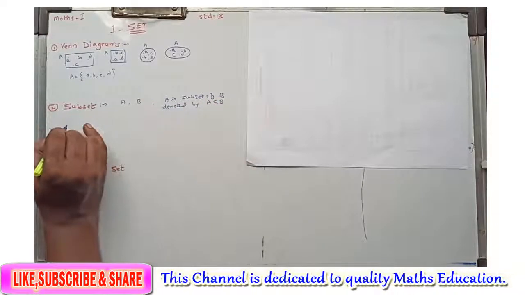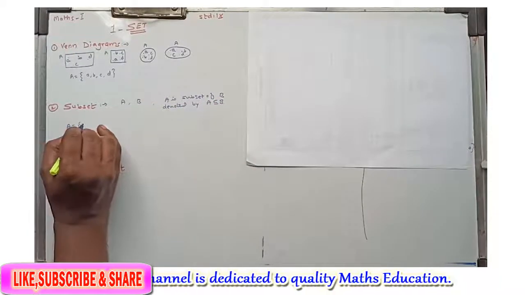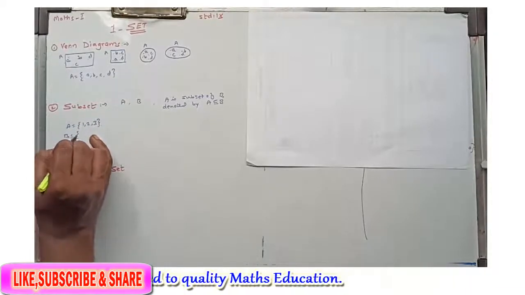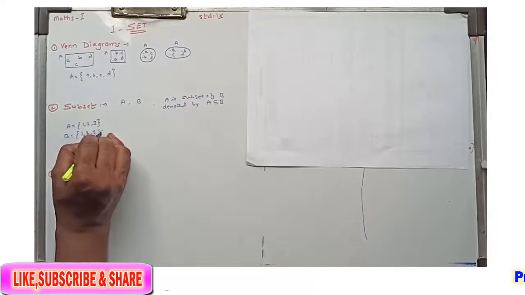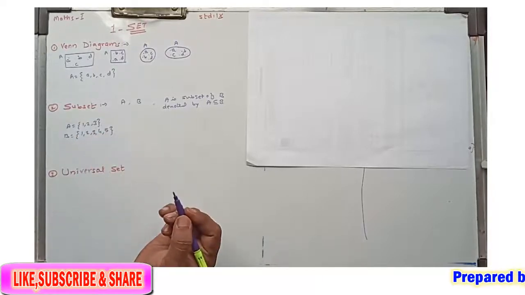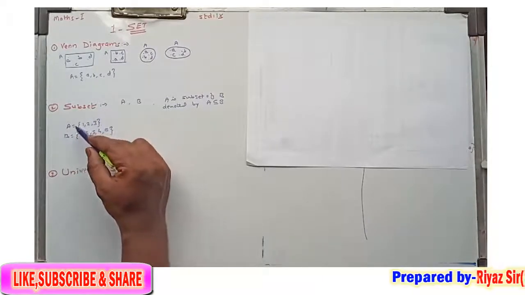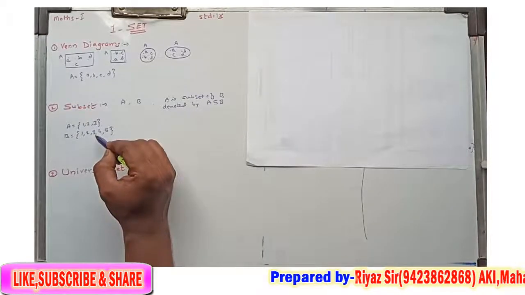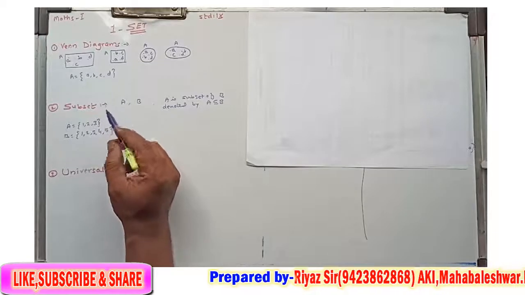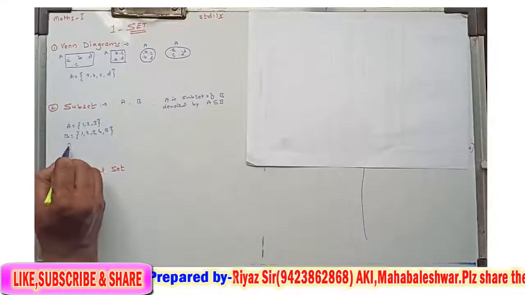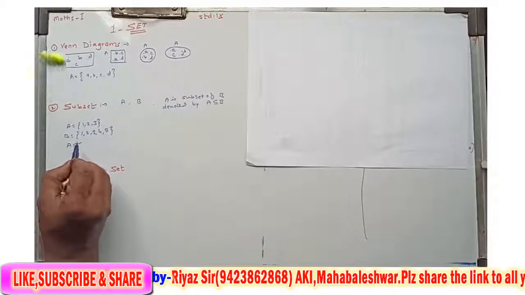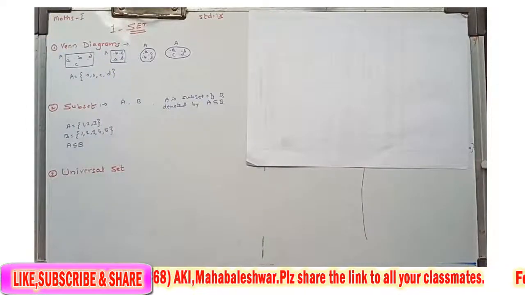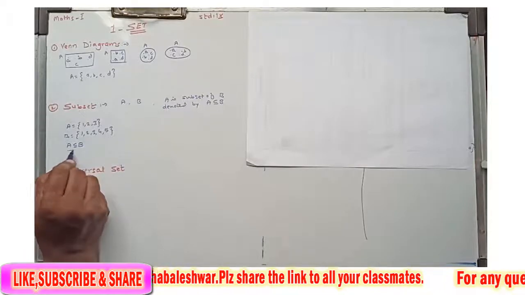For example, suppose set A contains elements 1, 2, 3, and set B contains elements 1, 2, 3, 4, 5. If you observe, every element of set A, that is 1, 2, 3, is present in the set B. So here we say that A is a subset of B. Any doubt in this? This is the definition of subset.